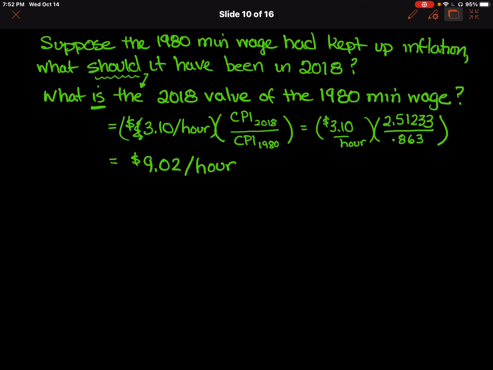So the $9.02 per hour, using the numbers that we have, would ensure that purchasing power has been maintained, but wouldn't account for any increases in productivity. And so this is why, again, we tend to see the calls for federal minimum wages being raised to the order of $12 or $15 per hour.